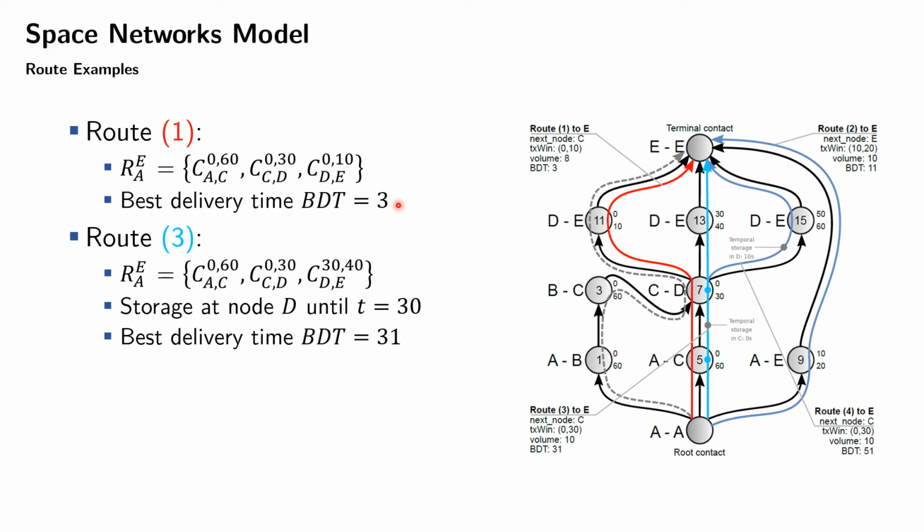And then also we have route 3, in cyan color here, in which we do have a data retention at node D where the connection between D and E starts at time 30, and therefore the earliest arrival time from this route to the destination is 31.